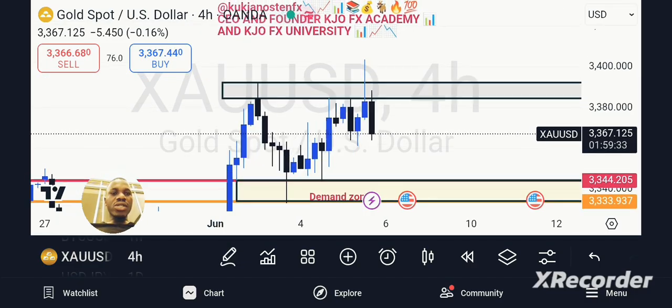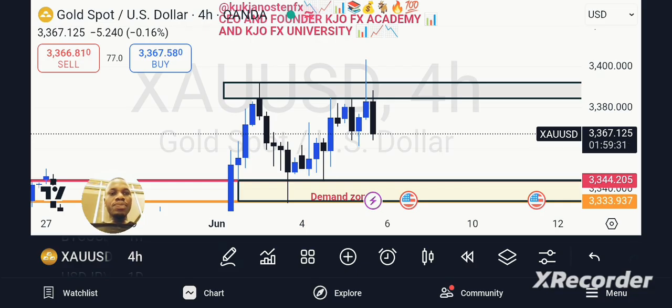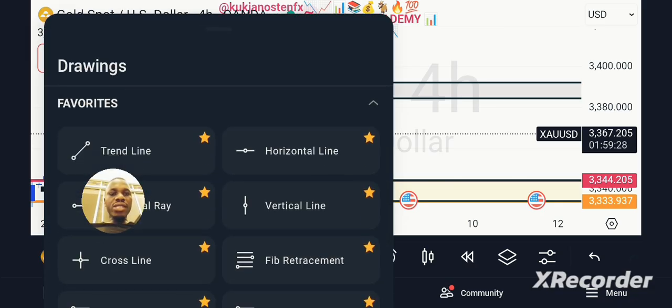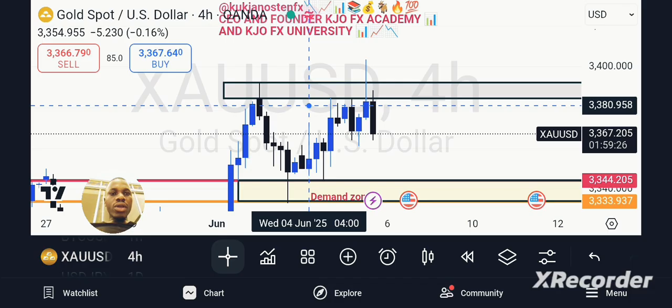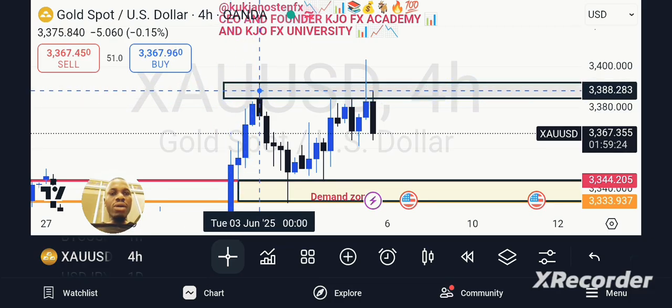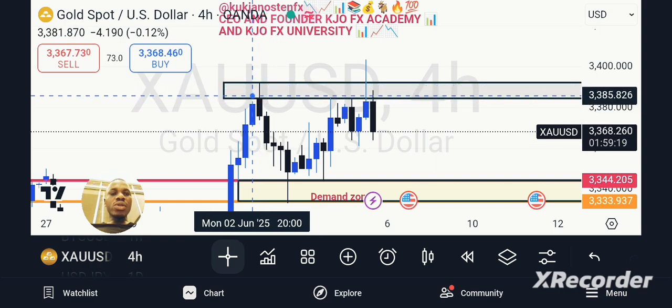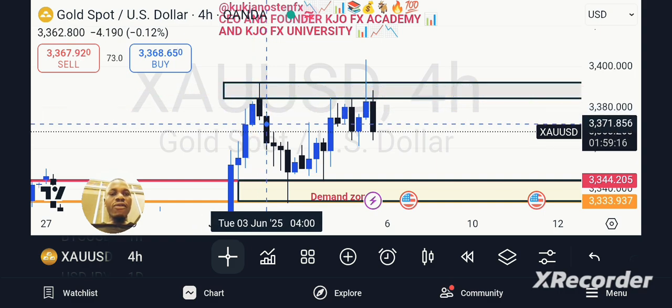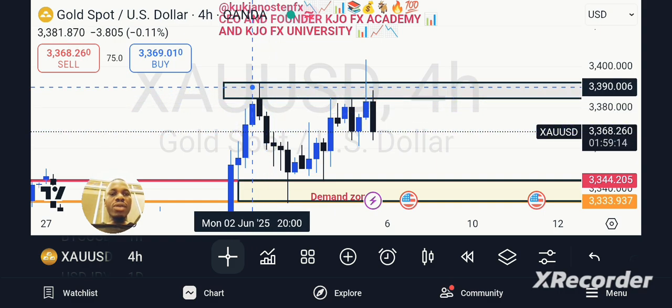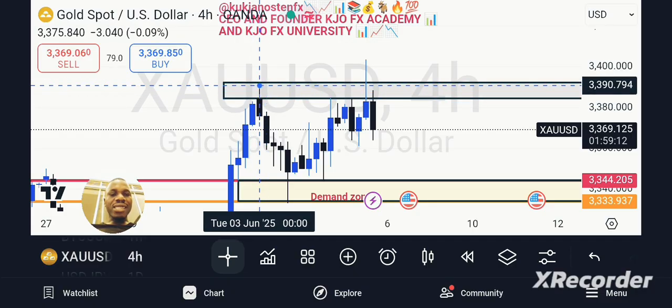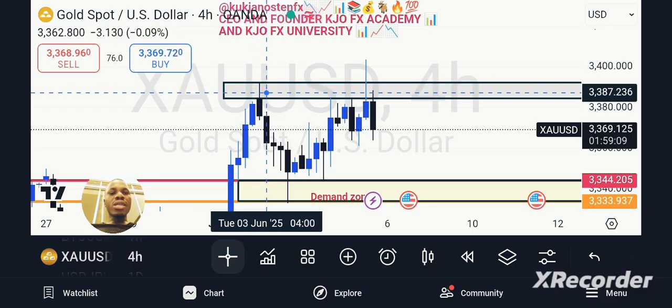We have a resistance zone on our left. Price came and tested this zone, leaving a rejection in that zone. So it came back and fell down. Okay guys, so when price came here, it tested the zone on its first touch. Whenever you're trading support and resistance, and whenever you're trading demand and supply, let me tell you this.